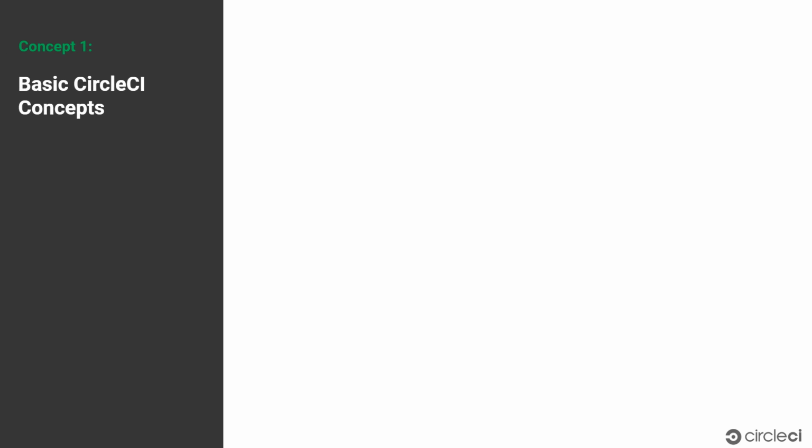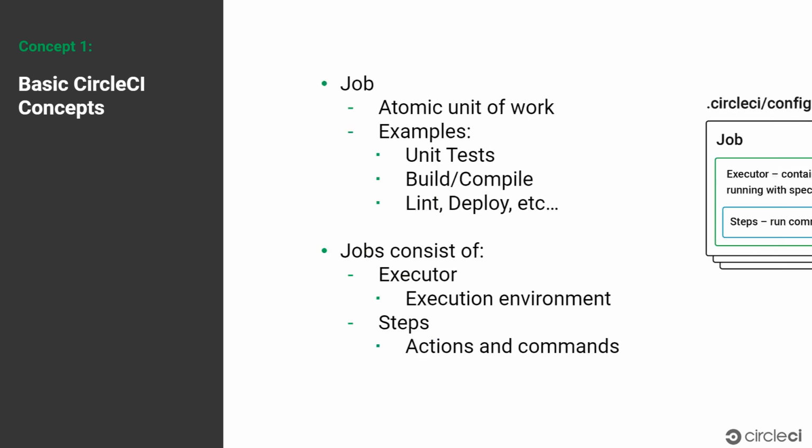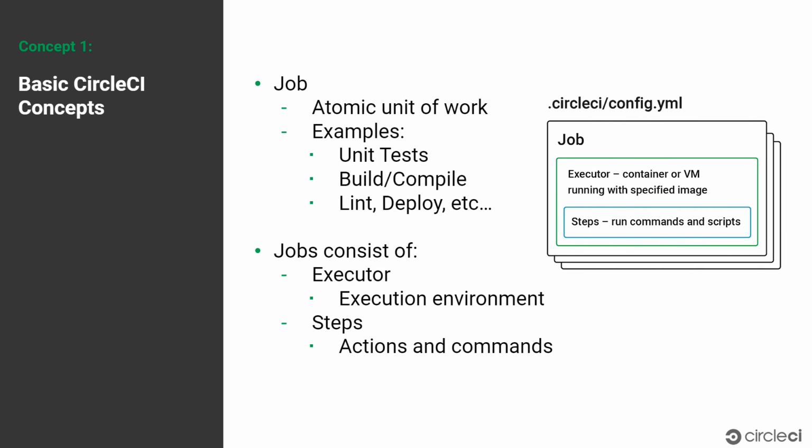Before we write our configuration together, let's talk about some of the basic CircleCI concepts. CircleCI shares the concept of a job with many other providers, which is an atomic unit of work or a task that you want to accomplish within your overall process. Some examples of jobs might include unit tests, building and compiling your code, linting and deploying your code, etc. Each job in CircleCI consists of two primary components. The first is the executor, which is the execution environment in which your steps and commands are running, and then, of course, the steps themselves.